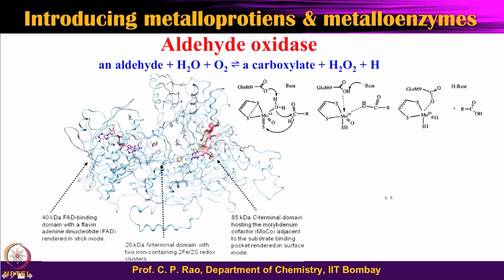Now, this has to be brought back here by other proteins like cytochromes, because cytochromes are well known electron transfer agents. So, we have seen a few examples, both oxidative type as well as reductive type, and nicely the enzyme goes through molybdenum 6 to molybdenum 4 and back.